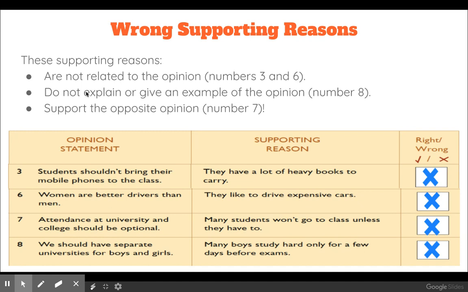Number 8 here doesn't explain or give an example of the opinion, right? Here it says we should separate boys and girls, but then it says boys study hard only for a few days. That's not giving an example of this opinion, right? It needs to be something, we'll look at it in a minute. Or number 7, this is my favorite, it's the opposite idea. Attendance at university should be optional, and then it says many students won't go to class. So that's kind of an opposite idea.